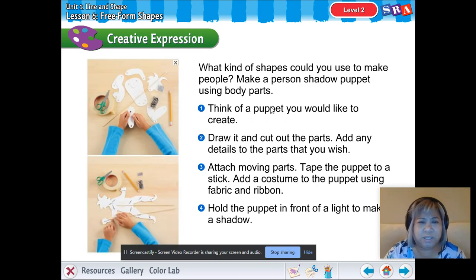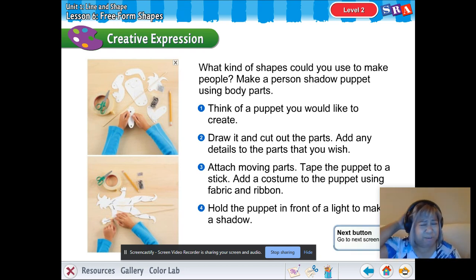So let's look at this. Here's an example of someone cutting out different pieces like a head, arms, legs. It's up to you. And then they attach them to a stick, and then they hold it up in front of the light, and they make their own puppet. Does it have to have moving parts? No, it could be like the one from Thailand that doesn't have any moving parts. It's just a cutout where you can see the outline of it on a stick, and you can tell a story and do that too.